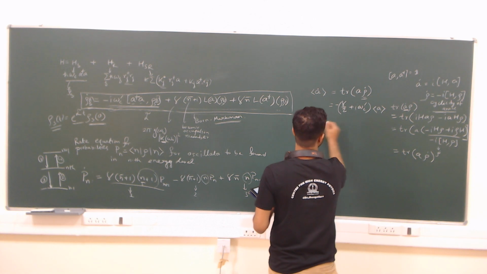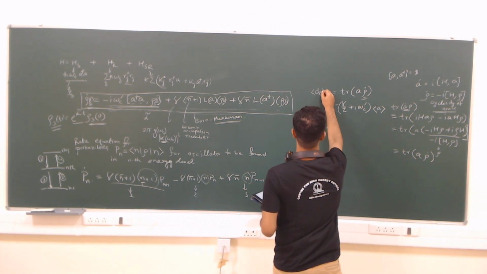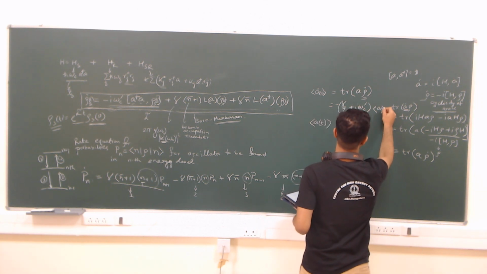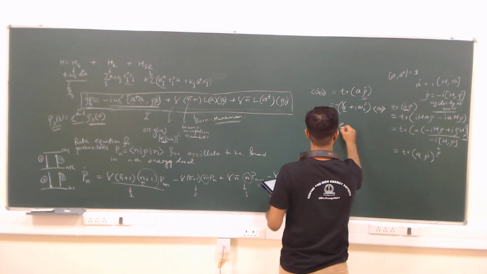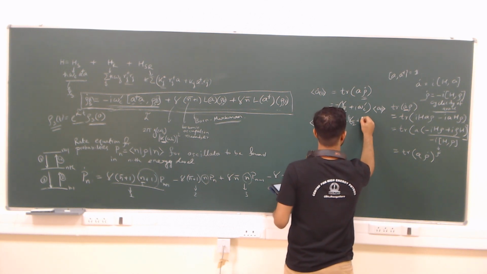So from this I can basically solve this thing of data. At the level of the expectation value, I can write the evolution of the expectation value in this way.